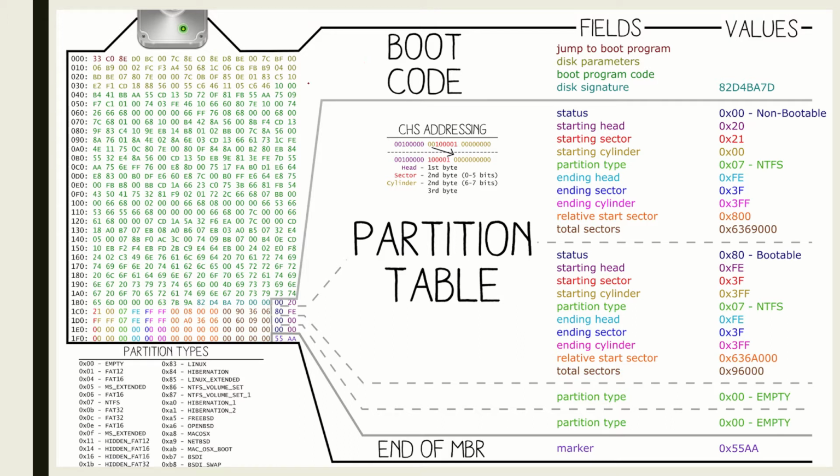The first part is the MBR code, or the boot code, as shown here. It's from here to here. All of this data is for the boot code. Then comes the partition table. It's from here till here.